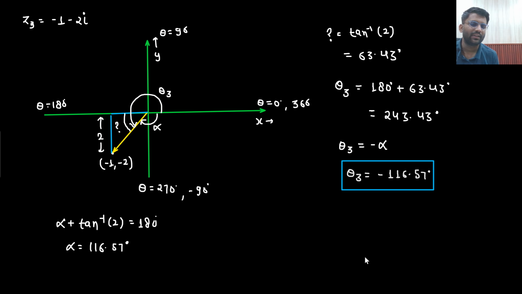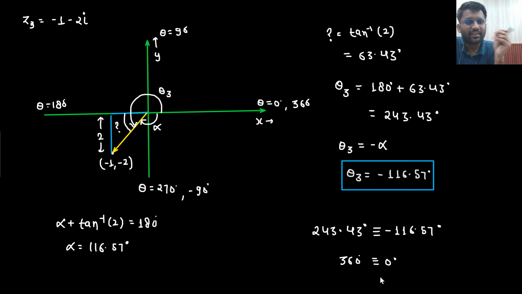The same scenario is here as well. The same scenario is everywhere. Here someone was saying that I will write down the angle as 243.43 degrees, and someone was saying that I will write down the angle as 116.57 degrees. Are both the same thing? Absolutely. You take this here, what will you get? 360 degrees, which is equivalent to 0 degrees. Did you understand this point or not? So whether you measure the angle with positive x-axis, you always need to measure the angle with positive x-axis.